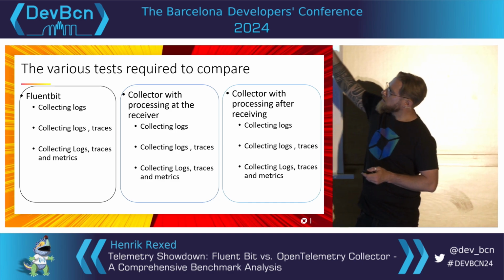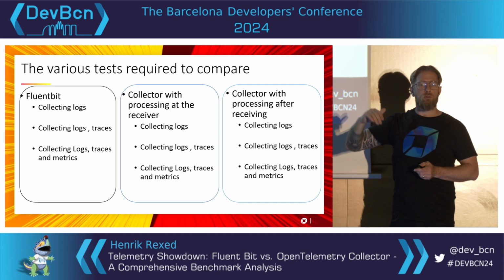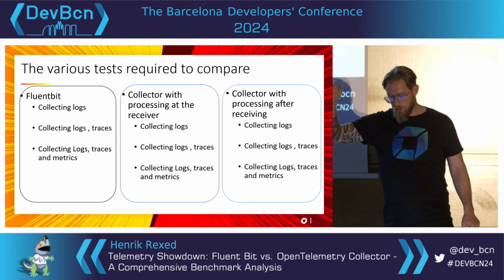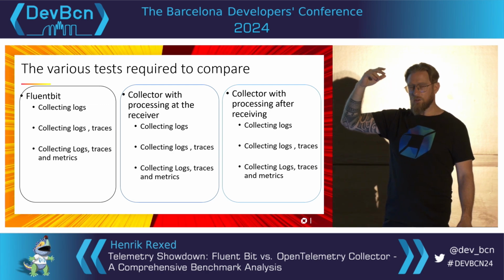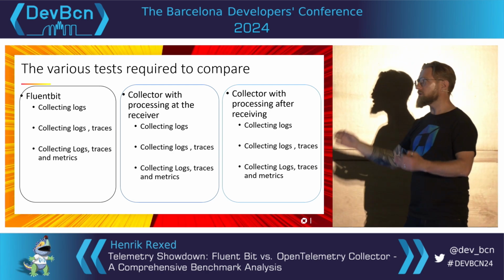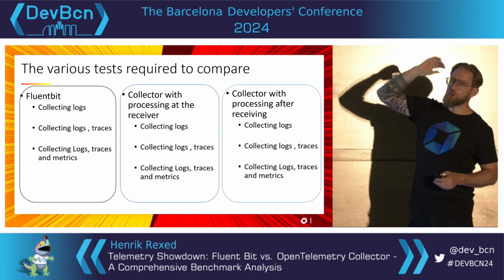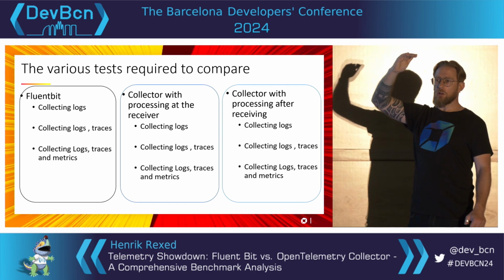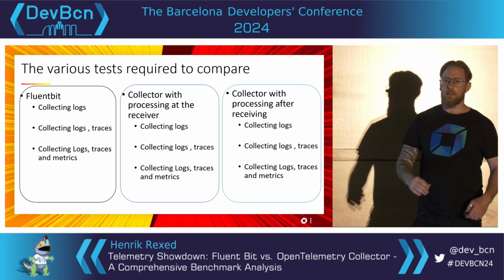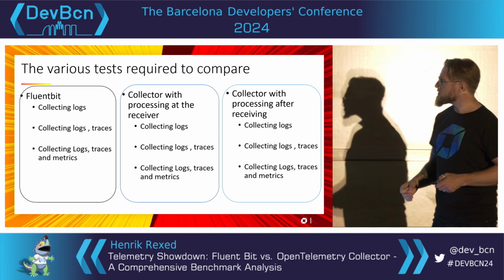So the logic is simple. I have all those pipelines. So collecting logs with only Fluent Bit, collecting logs only with the collector, and processing at the receiver, and then after, and so on. And I will do first logs, then logs and traces, and then logs, traces and metrics. And I will do different tests to be able to achieve that.